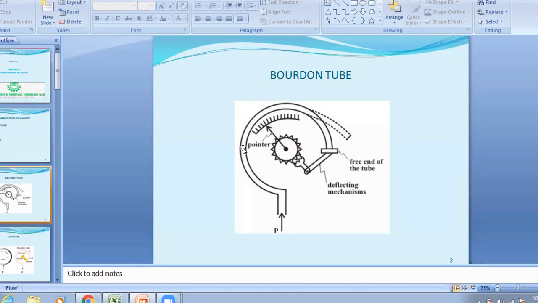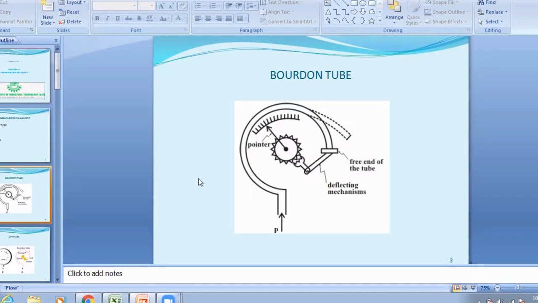The advantage is that it is very simple in construction. That is the main advantage, and that's why the C-type Bourdon tube is used. Another advantage is that this Bourdon tube is very low cost.